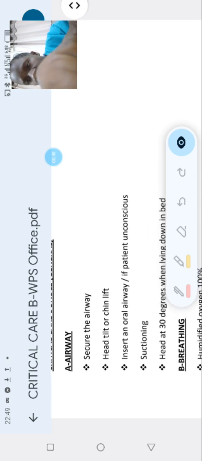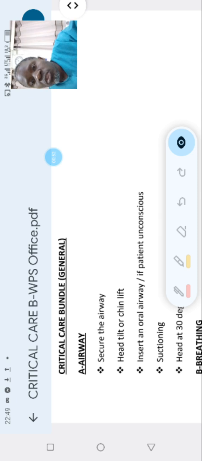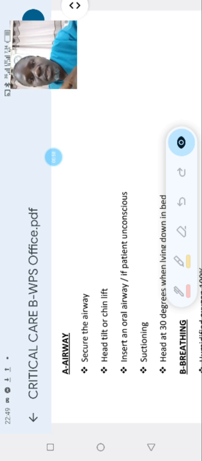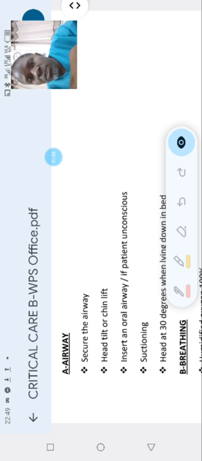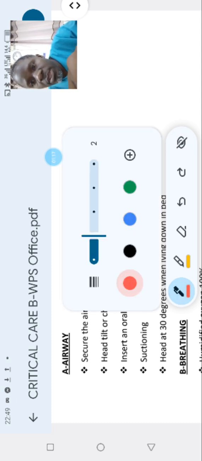So I have here with me what we call the A, or airway. Under airway, what should you do as a nurse? This also applies to general nursing, because even if it's the critical care bundle, nurses doing general nursing or even midwives can apply this. So this is just general emergency care. Let's see what you do first. We're looking at the airway.